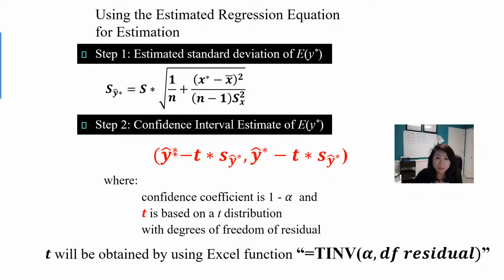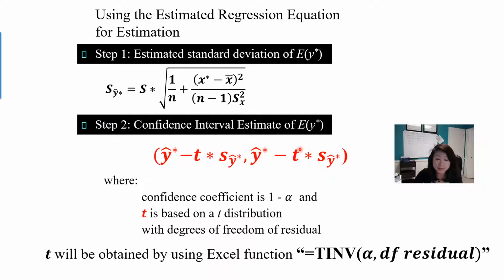So the lower boundary of this confidence interval is y hat star minus t statistic times sy hat star. And the upper limit is using, so here there is a typo. I will change it. So here should be plus: y hat star plus t statistic times sy hat star, which you calculated in step number 1. So that is how you calculate the confidence interval, the lower and upper boundary. So this is a confidence interval.